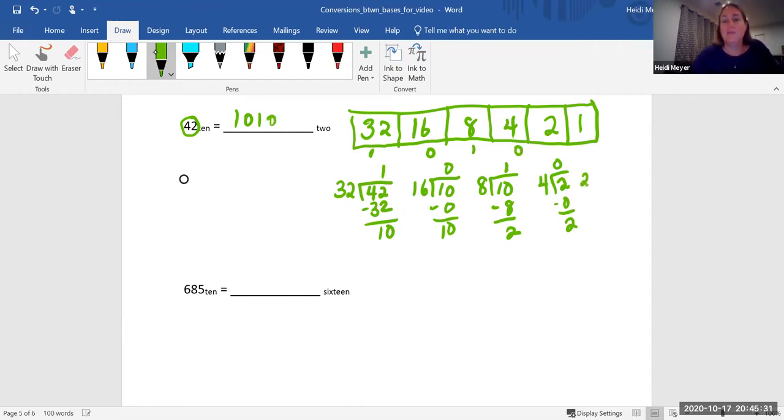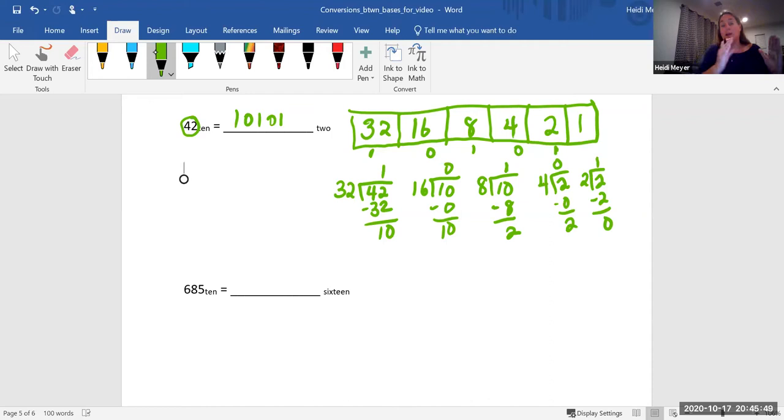My next place value is 2. 2 divided by 2 is 1. And now I have a 0. Don't neglect the 1's place. If you do, your answer will be wrong.